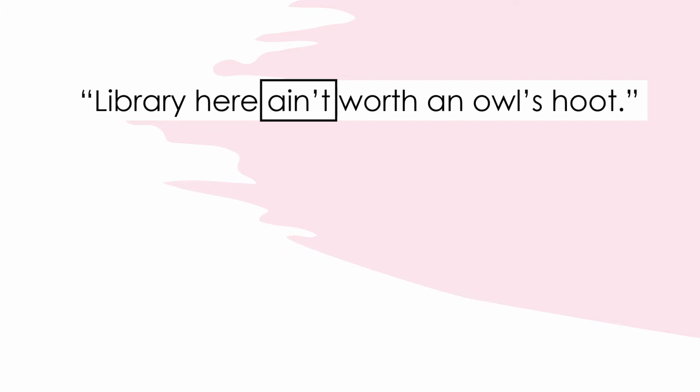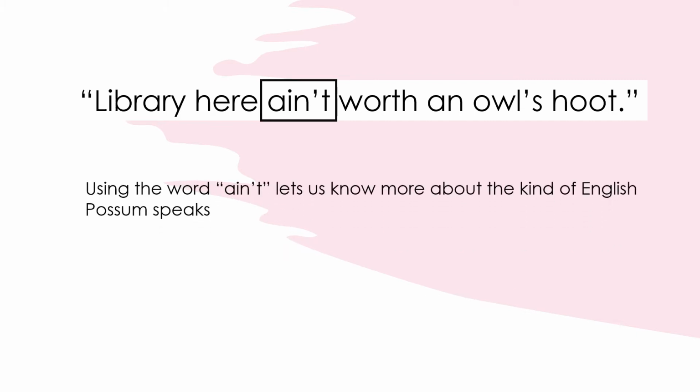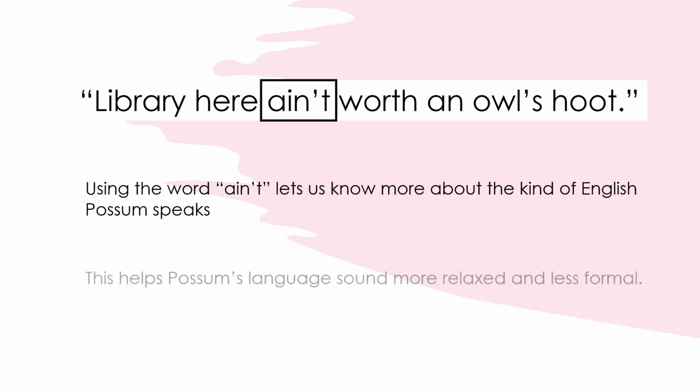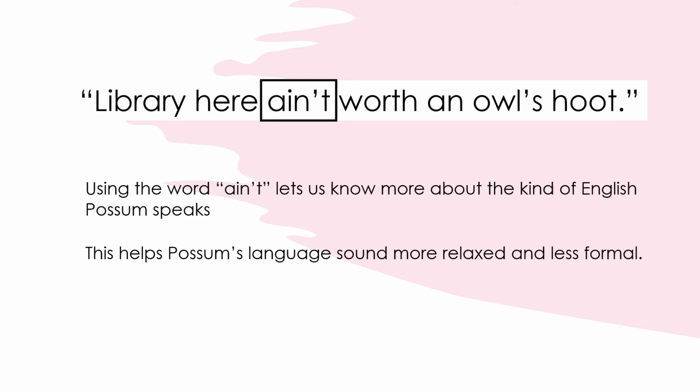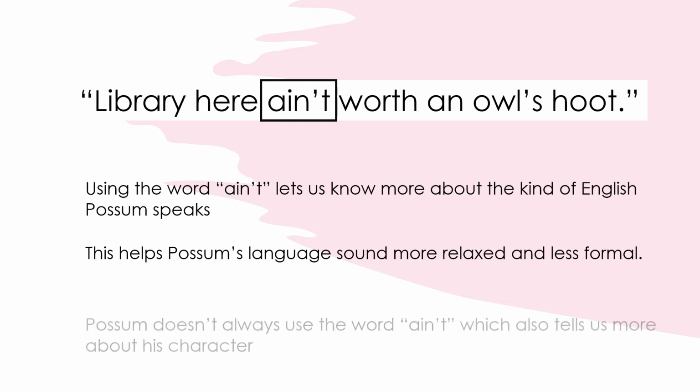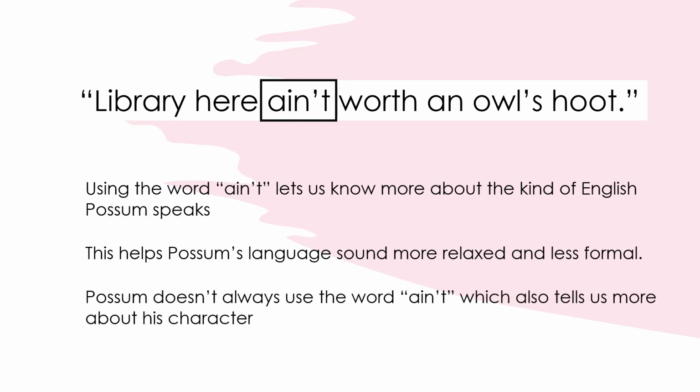Possum uses the word ain't in the sentence. Using that word lets us know more about the kind of English that Possum speaks. Ain't isn't usually a word that is used in Standard English. This helps Possum's language sound more relaxed and less formal, the same way that using just the phrase library here helped us realize that. Possum also doesn't always use the word ain't, which tells us more about his character. He doesn't use this word all of the time. He's just using it in this particular sentence.